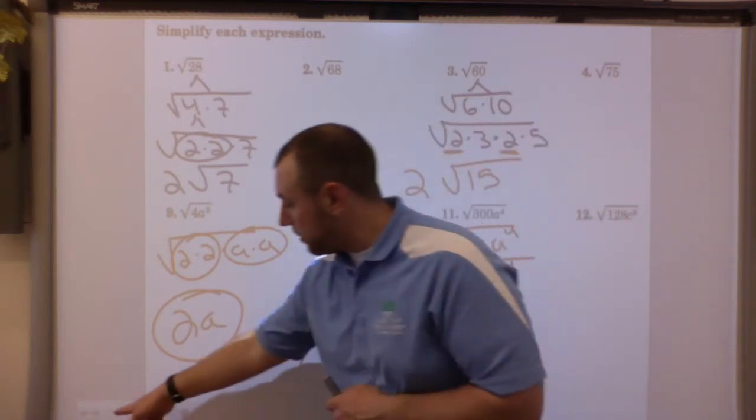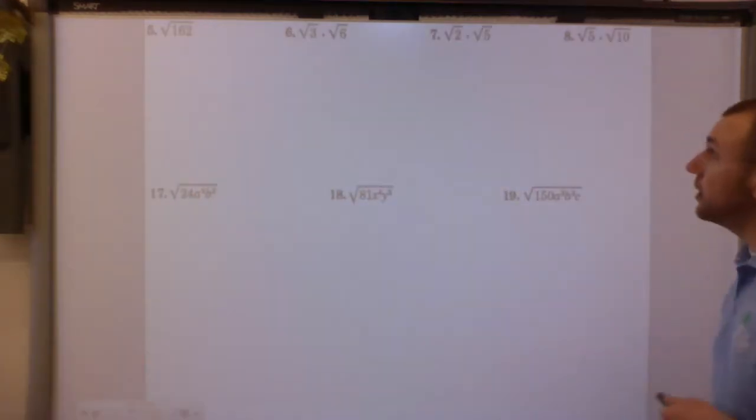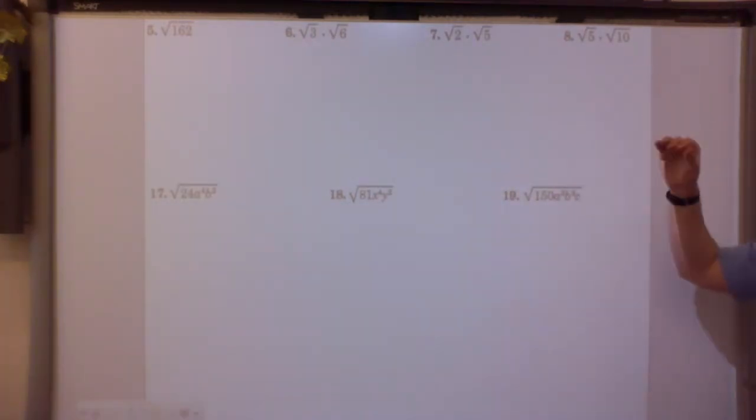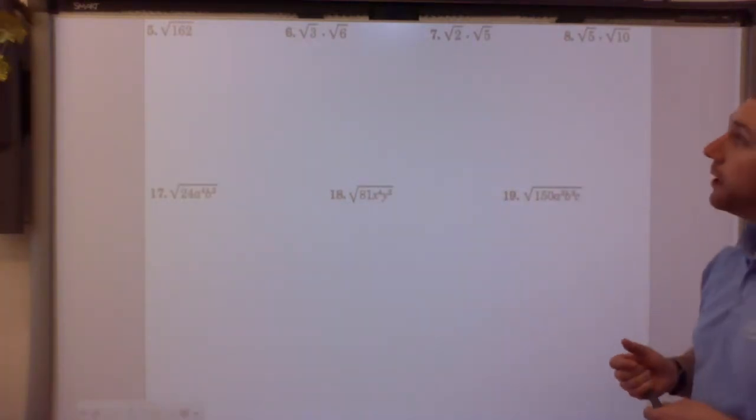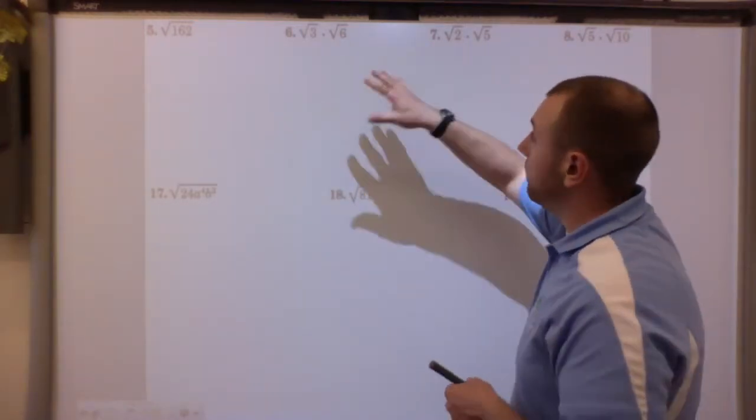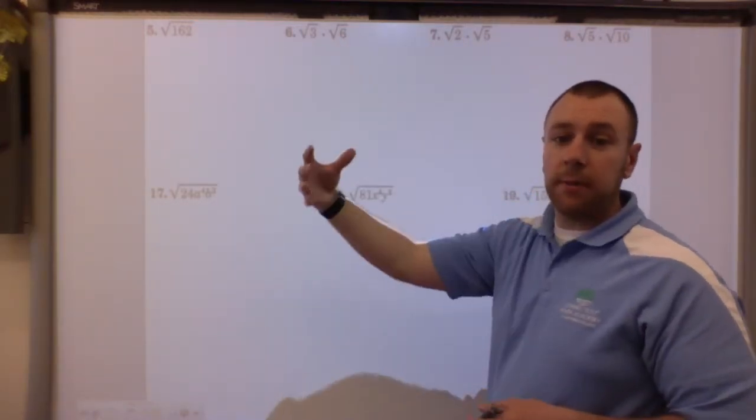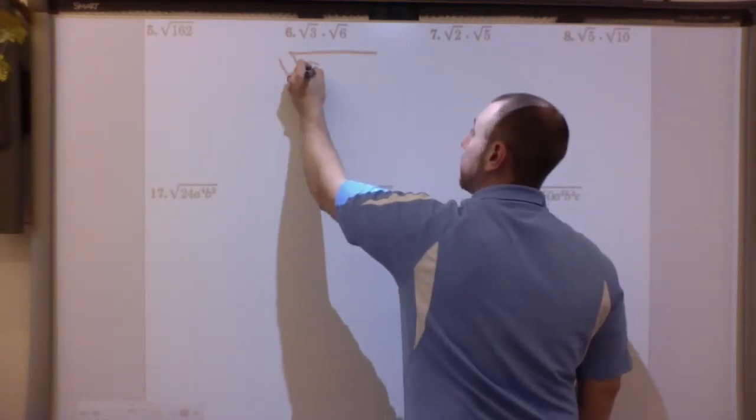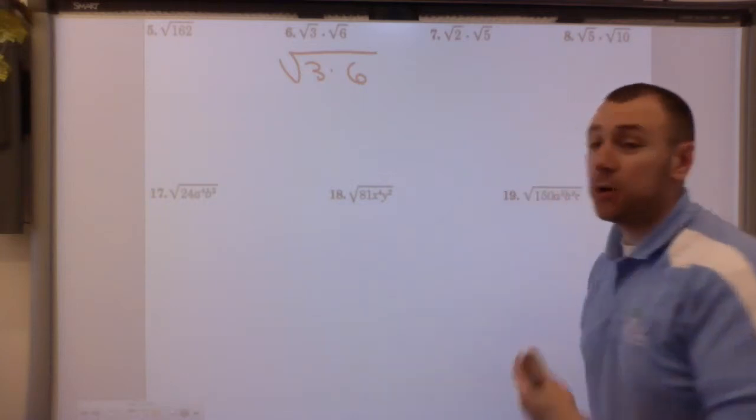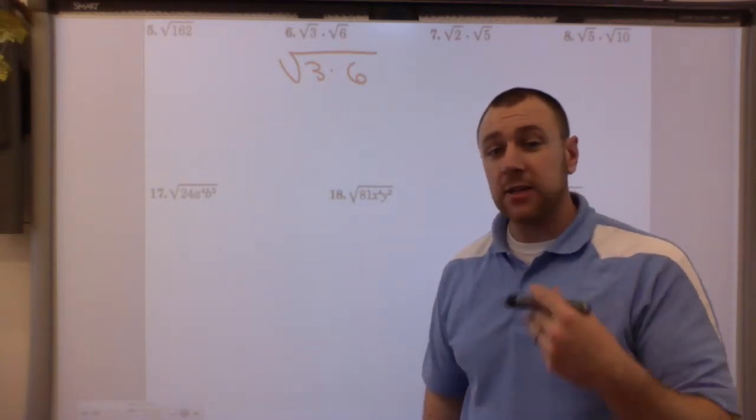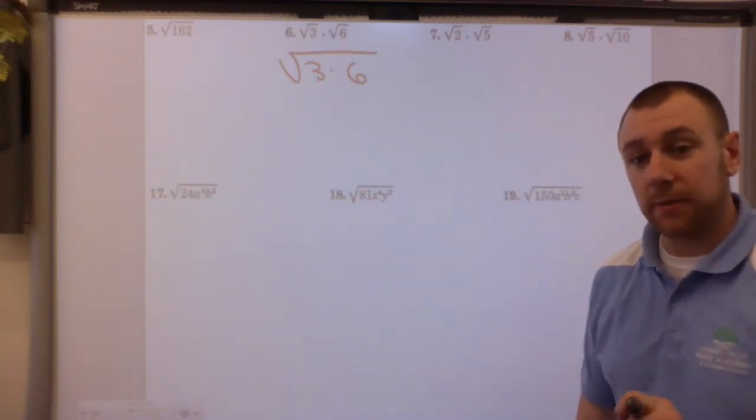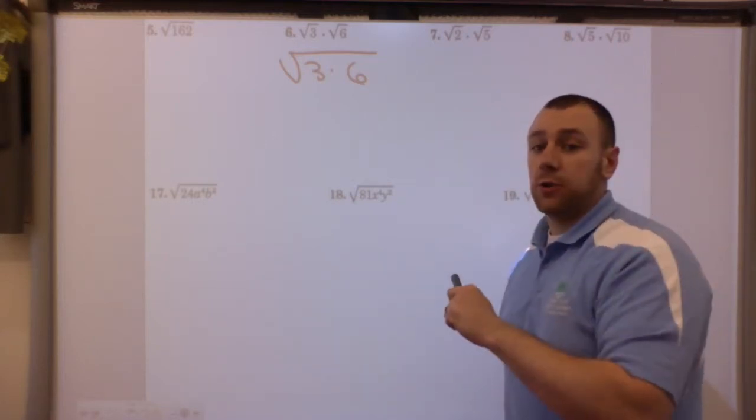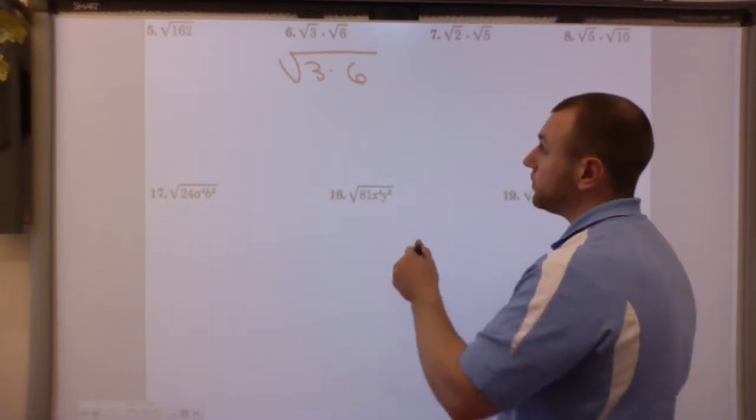The only tricky problems come in problems like 6 and 7 and 8. I'm going to leave you to do 8. For 6 and 7, the first thing I have to do is put them together in the same radical. So I'm going to write 3 times 6. Now I'm not actually going to multiply them. That's oftentimes where students make a mistake further on. It's not going to hurt you now, but it'll hurt you in the future.